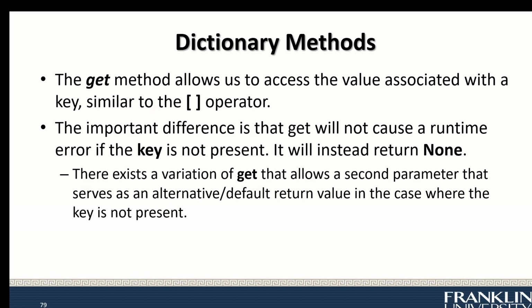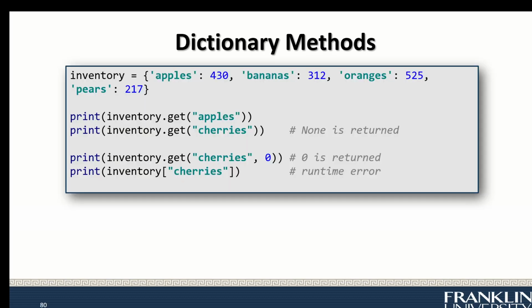Like I said earlier, the get method allows us to get the value associated with the key, like the index operator does, except there's no error if the key doesn't exist. So this is probably the better way to get the value instead of using square brackets, the index operator. So here's an example. I have an inventory, a fruit inventory here. And inventory.get apples. What do you think you're going to get? Well, apple has 430, so it should return 430.